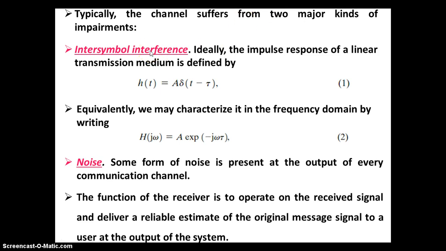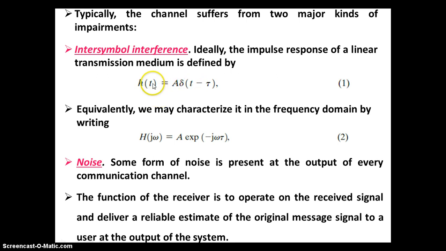First, intersymbol interference. Ideally, the impulse response of a linear transmission medium is defined as h of t equals A delta of t minus tau. This is equation number 1. Equivalently, we may characterize it in the frequency domain by writing H of j omega equals A times e to the power of minus j omega tau. Here, we have to reduce this intersymbol interference.